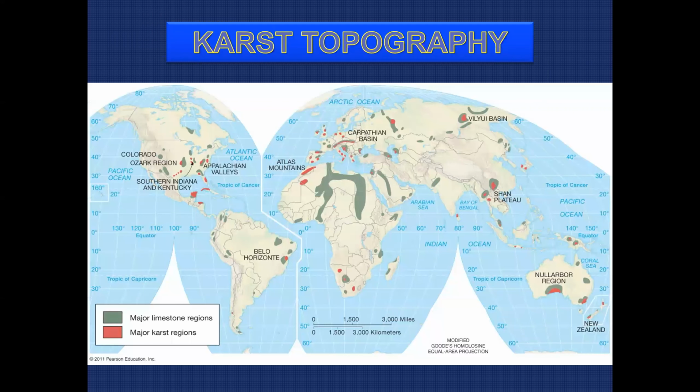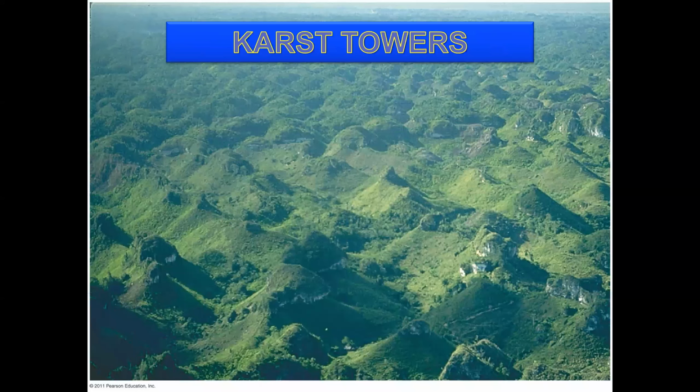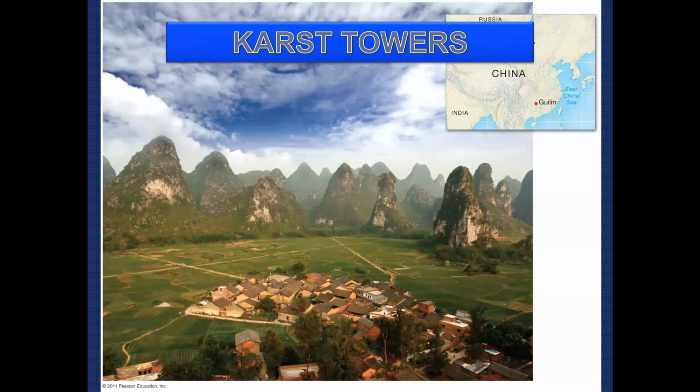This is where you tend to find either major limestone regions or major karst regions. The reason this area here in Africa is perhaps not a karst region is because it's very dry, so it lacks water, and therefore it hasn't been dissolved to any great extent. These are some of the features that you can find. Karst towers. And here's one of the more exaggerated but real examples in a place like southeastern China.